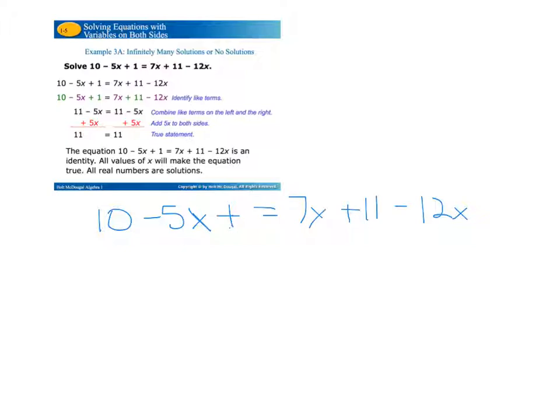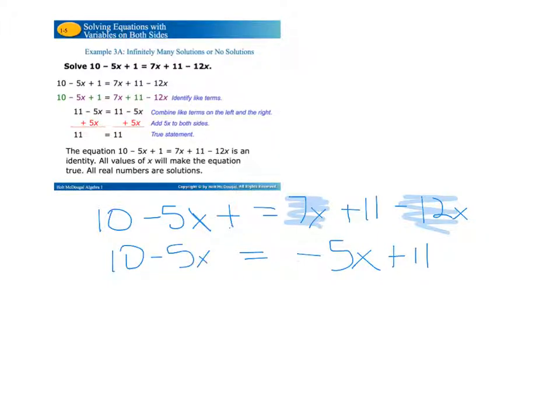All right, so the first thing I need to do is see if there are any like terms or anything to distribute. Nothing to distribute, but I do have some like terms on this right side that I could group together. So 7x minus 12x gives me negative 5x. So negative 5x plus 11. And then over on this side, I have 10 minus 5x.